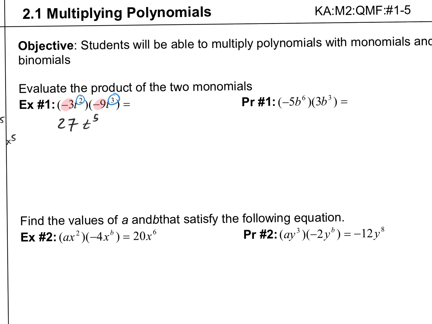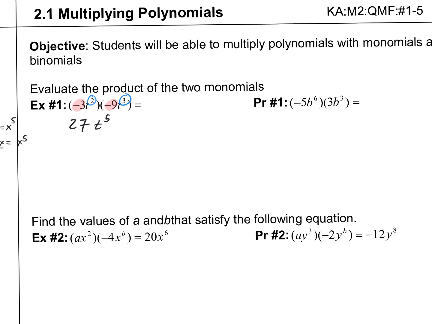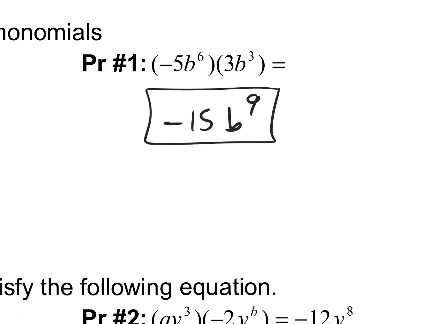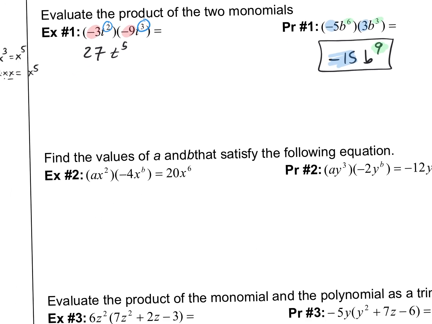Okay, so now you see how to do that. I want you to go ahead and just try practice number 1 on your own. Give it a shot, and then unpause the video when you're ready to check your work. Okay, so hopefully you saw -5 times 3 is -15. And then b to the 6th and b to the 3rd makes b to the 9th. And that's it.